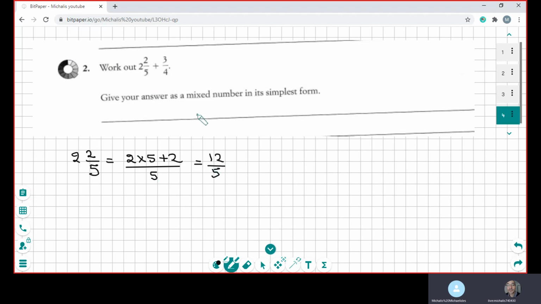Now I can add the two fractions. So we do 12 over 5 plus 3 over 4. Now, if you remember the methods of previous mathematics, we need to have the same denominators. So we need to change the fractions into the same denominator, and the lowest common multiple of 5 and 4 is 20. I always choose the lowest common multiple for the common denominator. In this case it is 20.